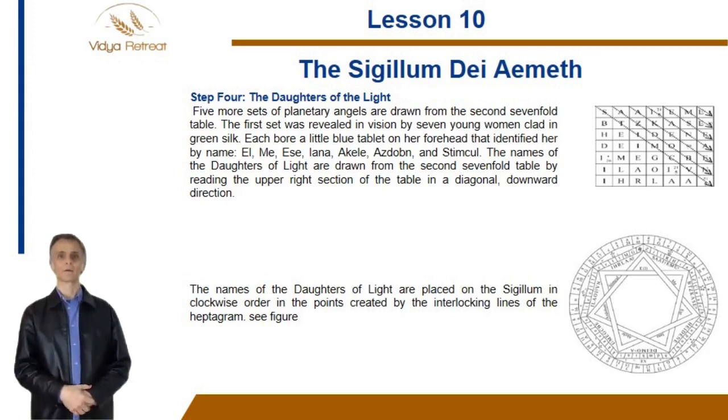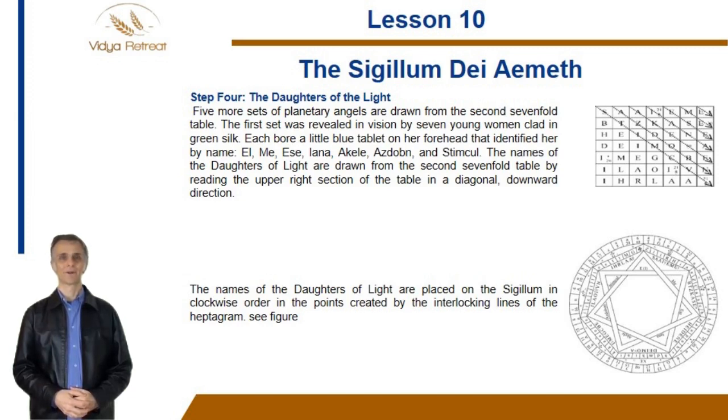Step 4. The Daughters of the Light. 5 more sets of planetary angels are drawn from the second 7-fold table. The first set was revealed in vision by 7 young women clad in green silk. Each bore a little blue tablet on her forehead that identified her by name: El, Me, Is, Ina, Akel, Asdoban, and Stimkel.